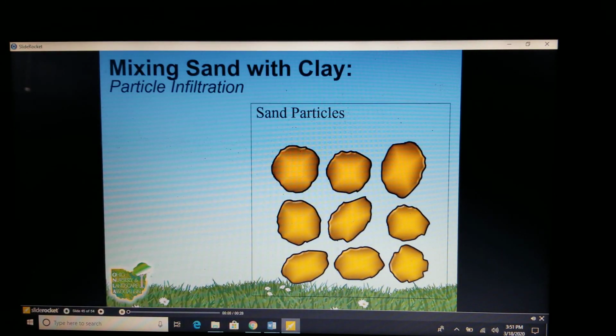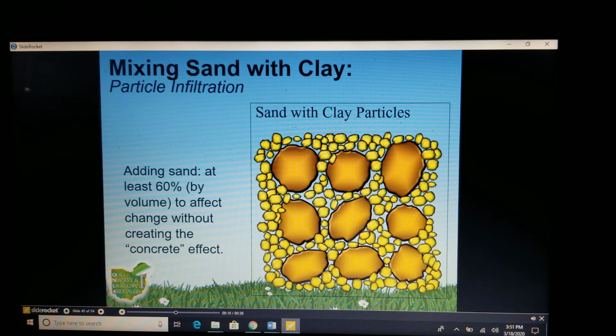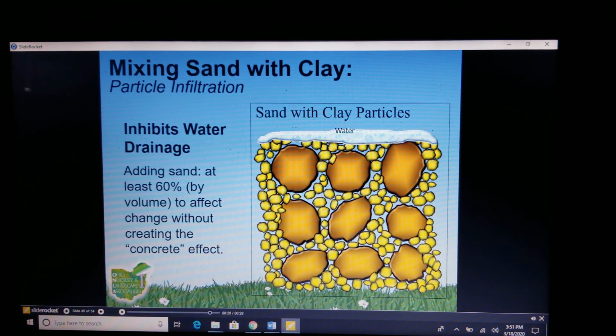The rapid gravitational drainage of sand may tempt landscapers to add sand to clay soils in order to enhance drainage. However, there is great risk to adding sand to clay. The tiny clay particles may become packed around the large sand particles, producing what is commonly called the concrete effect. It requires a minimum of 60% sand added by volume, based on the total volume of the final mix, in order to effect a change in drainage without risking an inhibition of water movement.